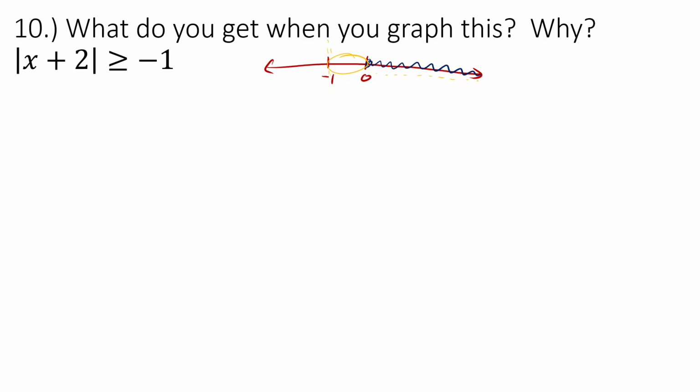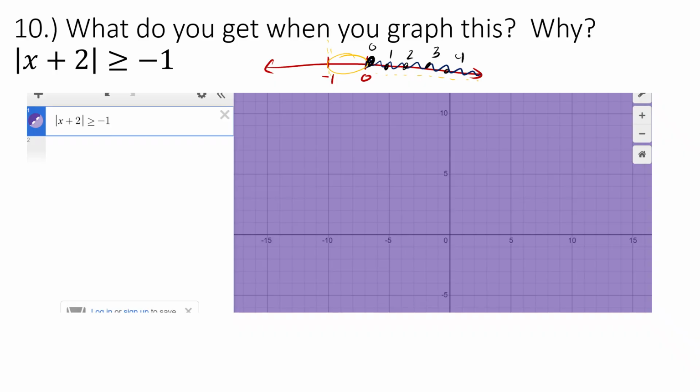So if you have the number 1, well, 1 is greater than -1. 2 is greater than -1. 3 is greater than -1. 0 is greater than -1. All of these points are greater than -1, which means this statement is always true. It doesn't matter what you put in there for X, when you go to take the absolute value, you're going to get something greater than -1. So when you graph it, you get everything.